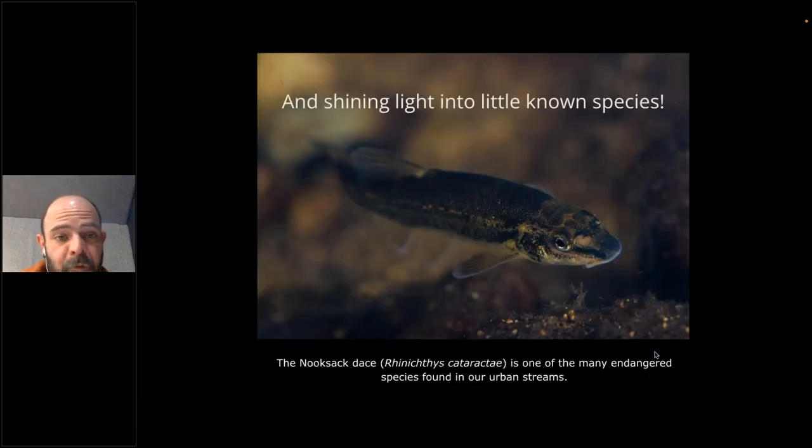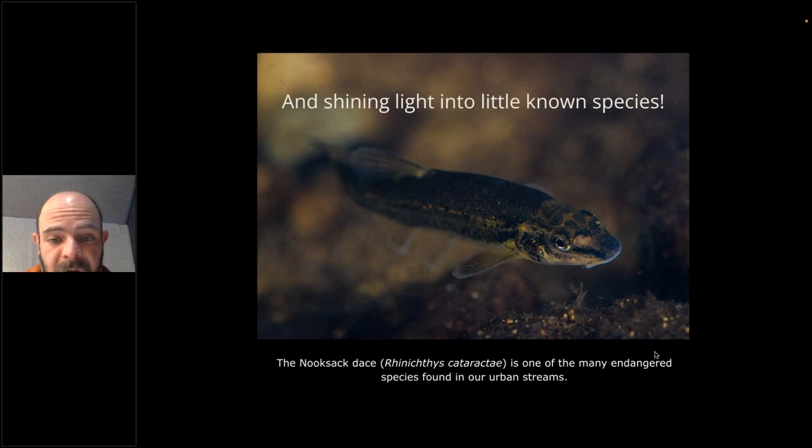And sometimes it's about shining light on really new species. This was a very interesting assignment for me. Here in Metro Vancouver, we have the Nooksack Dace, which is one of the many endangered species found in urban water. But this one has one layer on top of that. It's not just endangered, it's very threatened. The estimate of the population of this fish is less than 10,000 fish.